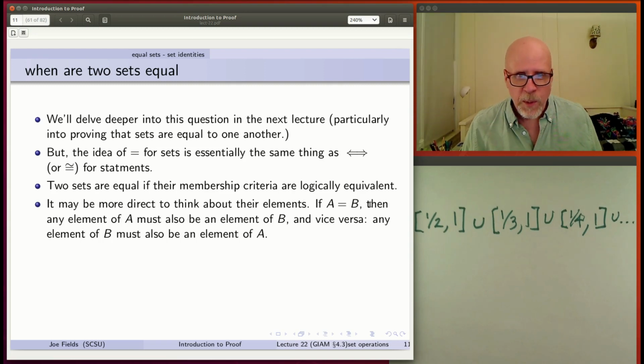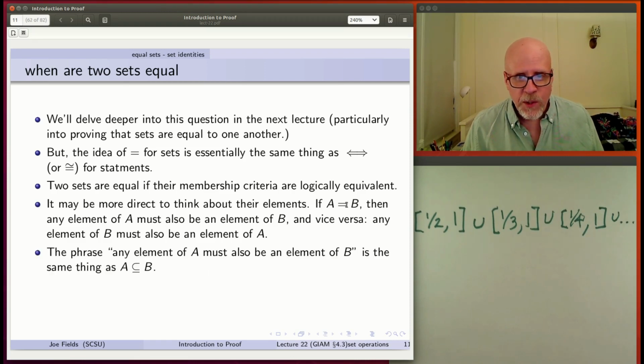If A is equal to B, then any element of A must be an element of B, and similarly, any element of B must also be an element of A. There's nothing in A that's not in B, and there's nothing in B that's not in A. That's the kind of idea. Another way to say it, they have identical lists of elements. If we sorted the elements in both sets and laid them next to each other, we'd see no differences. That's what it means to be equal. Contents are equal.